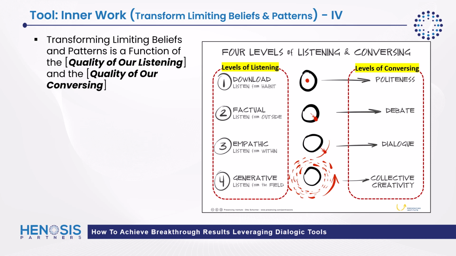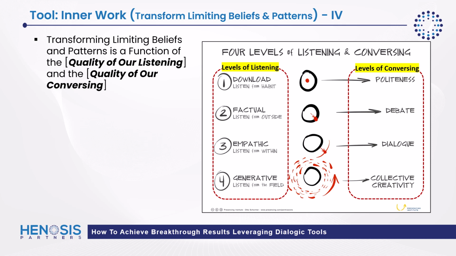Level 3 listening reflects more empathic listening, where it's listening from within the shoes of another. That is, we're connecting with others both emotionally and cognitively. And it's at this level of listening that produces a dialogic or dialogue-based form of conversing. And finally, at level 4 listening, we refer to this as more generative listening, which is listening from the field of what wants to emerge. And this type of patient, silent form of listening results in a generative form of conversing, what we might refer to as collective creativity.